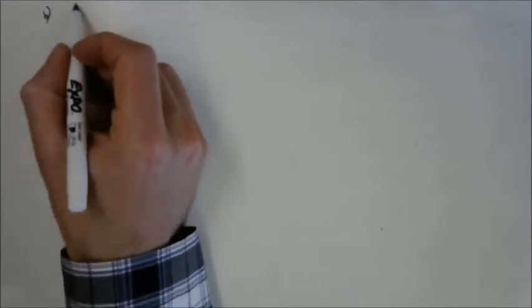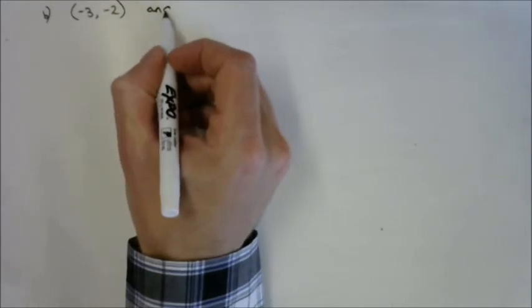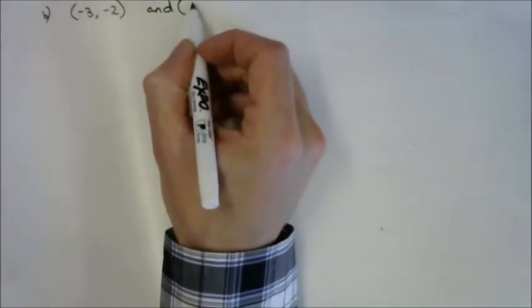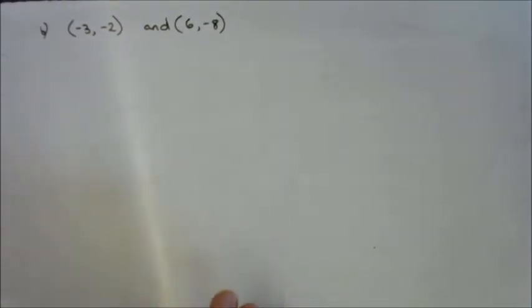In B, we're given the points (-3, -2) and (6, -8). And we are to develop the equation of the line that goes through these 2 points. Now this one's a little bit trickier just because there's negatives in the coordinates that are given, okay? All that means is that when we're doing our formula for slope and subbing it into y equals mx plus b, we have to be careful.